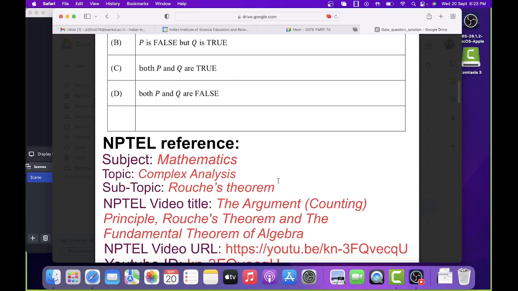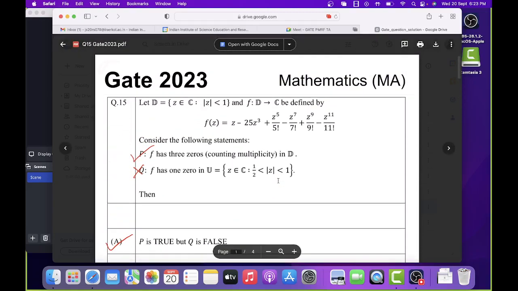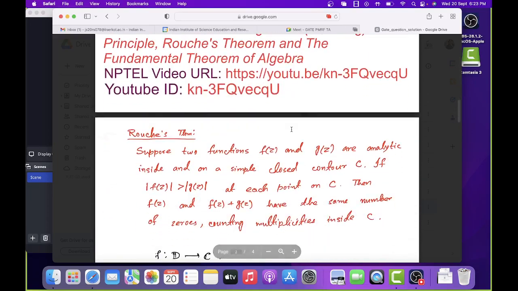Okay, so this is the NPTEL reference. In order to solve this problem, we will use Rouche's theorem, which will compare between two functions. We will take some simple holomorphic or analytic function for which you can easily tell the number of zeros, and using comparison with that function, we can tell about the number of zeros of this function. So this is given by Rouche's theorem.